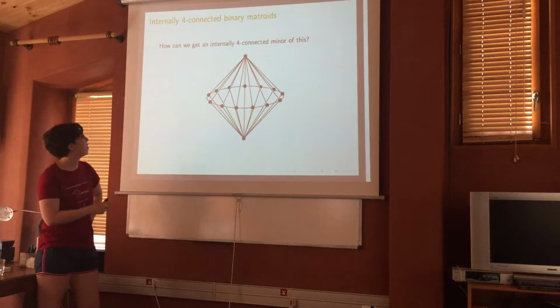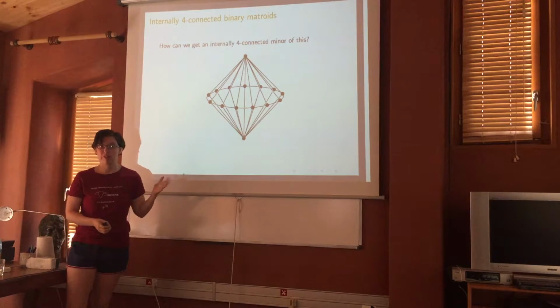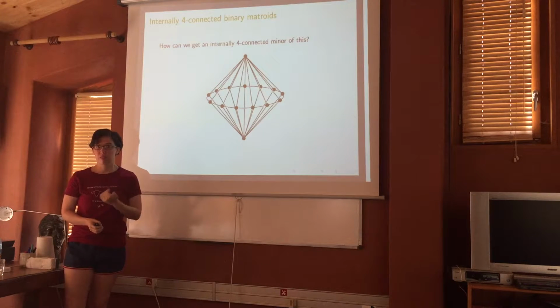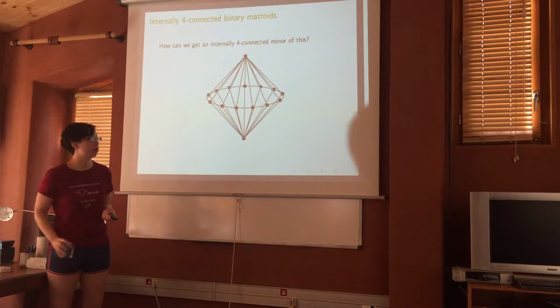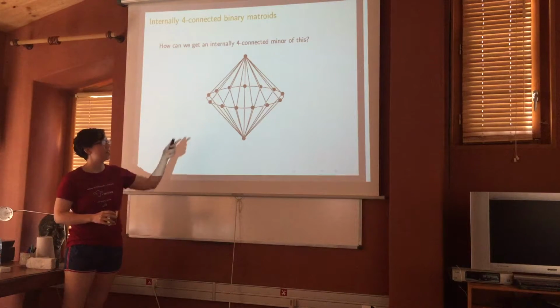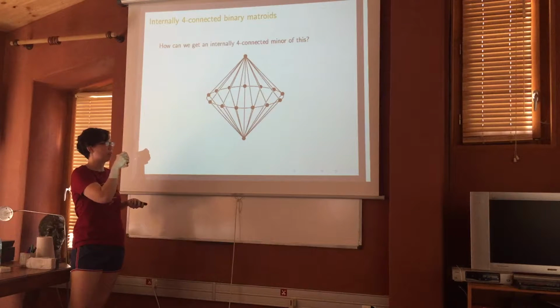So now we want to talk about internally four-connected binary matroids, and we have to deal with all the same problems that they dealt with, but we don't want to settle for less internal four-connectivity. So in the case of a double wheel, what can we do to get an internally four-connected minor?